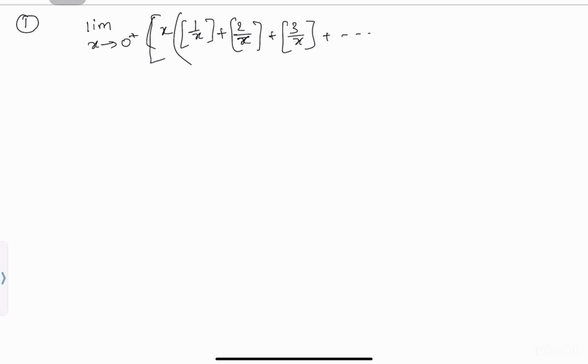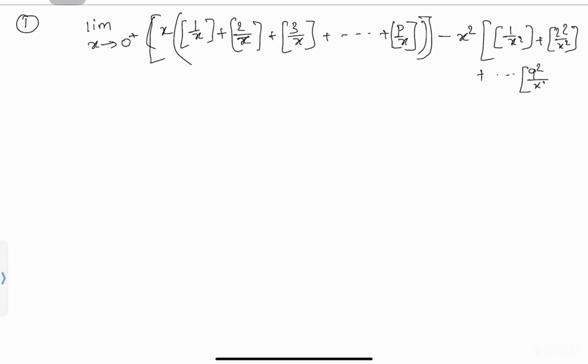So, first question: the given limit is the limit as x tends to 0 positive of x times the box function of 1 by x plus 2 by x plus 3 by x and so on up to p by x. Clear? This is the box function, meaning the greatest integer function. And then minus x square times the box of 1 by x square plus 2 square by x square and so on up to 9 square by x square, which is greater than or equal to 1. Okay, so you have to find the value of this limit.